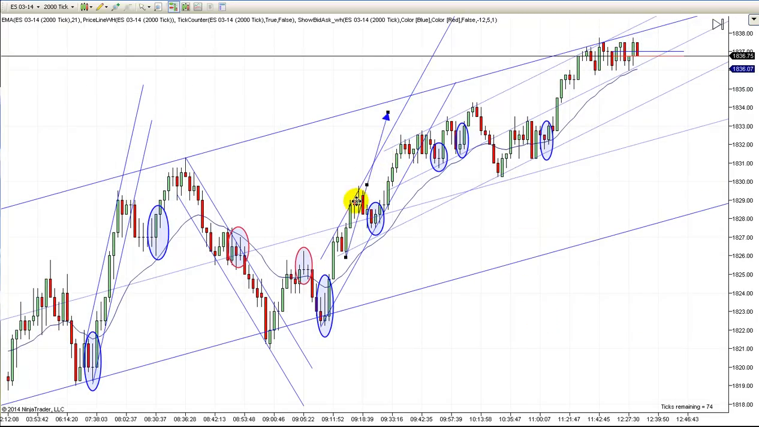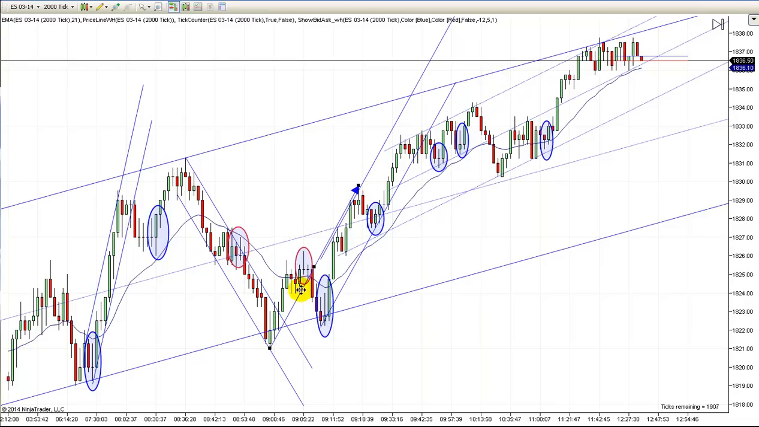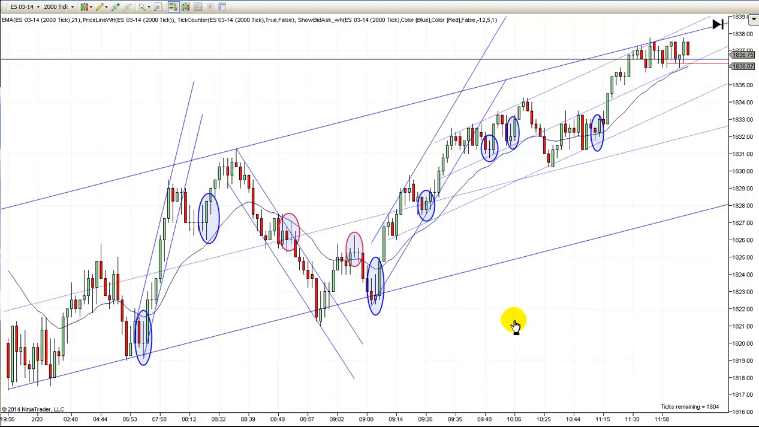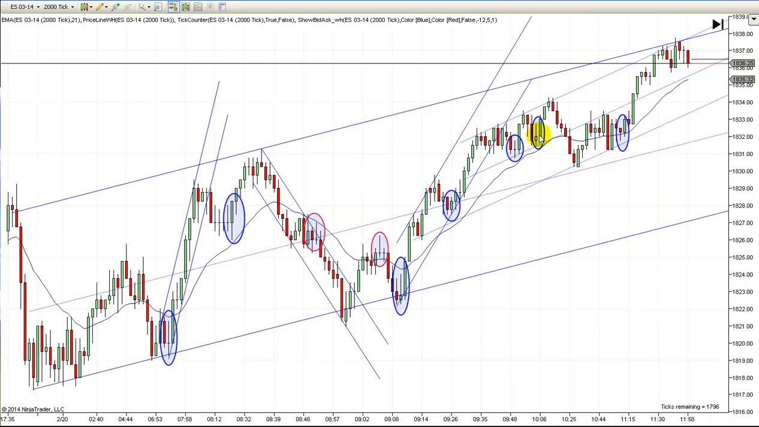So it might even be that the target is from here. And you kind of get this move here and measure from there. And that gets you, it really gets you to the same place, to be honest. So I like those two trades.